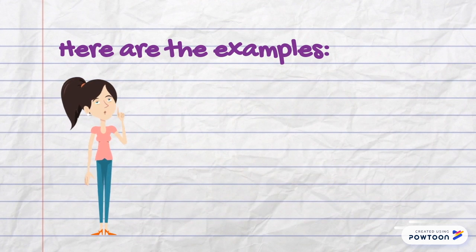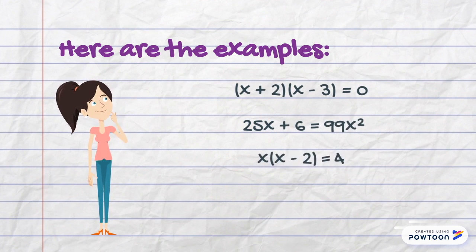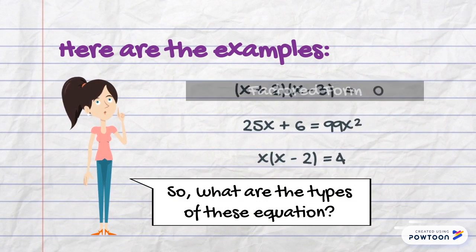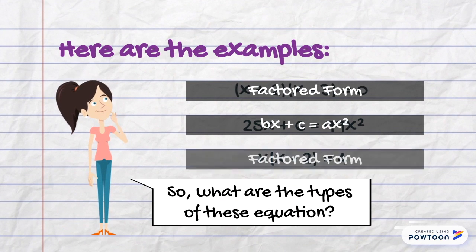Here are some examples. x plus 2 and x minus 3 equal to 0. 25x plus 6 equal to 99x squared. x times x minus 2 equal to 4. So what are the types of these equations? The first one is factor form, the second one is bx plus c equal to ax squared, and the third one is factor form too.